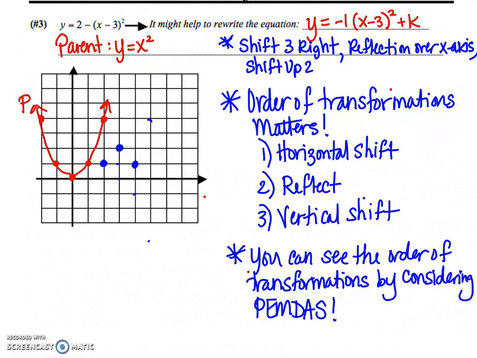And then we are going to shift it up 2. So that's going to land that point right there. So that right there is going to be my final graph with these 3 transformations applied.